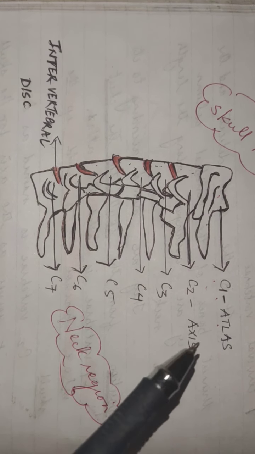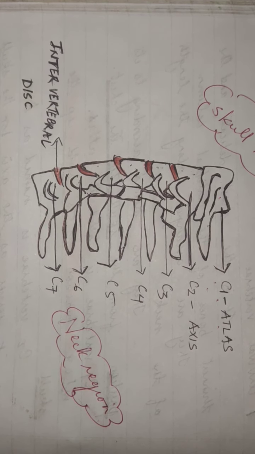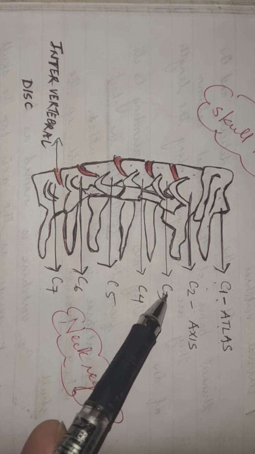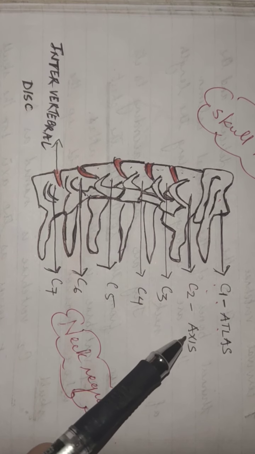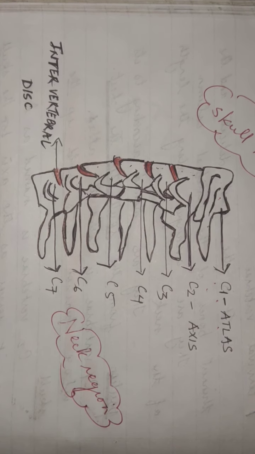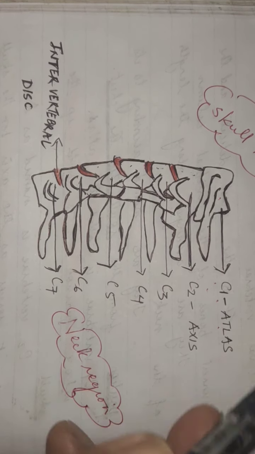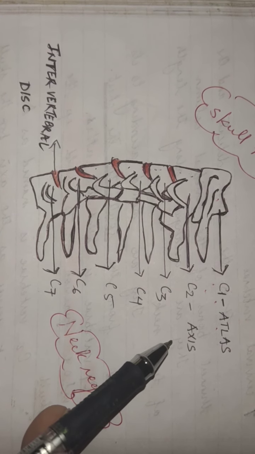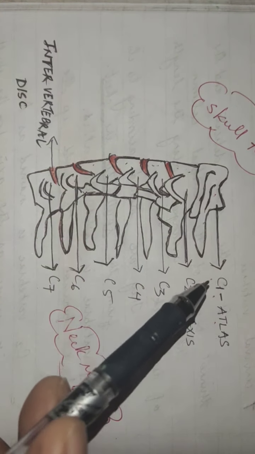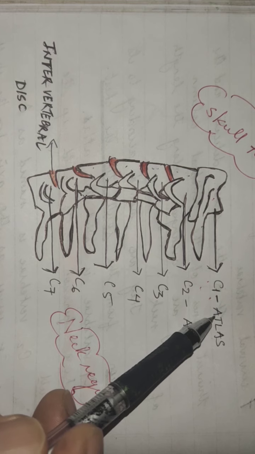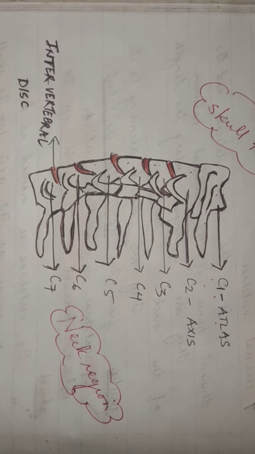Let us revise once again. There are 7 cervical vertebrae, and cervical means of the neck. There are 5 vertebrae that do not have a special name. C1 is known as the atlas and C2 is known as the axis. The main function of the atlas is to hold up the skull, and the main function of the axis is that it serves as the axis for the skull and helps the atlas to rotate while turning the head from one side to another. So this is all about the cervical vertebrae.